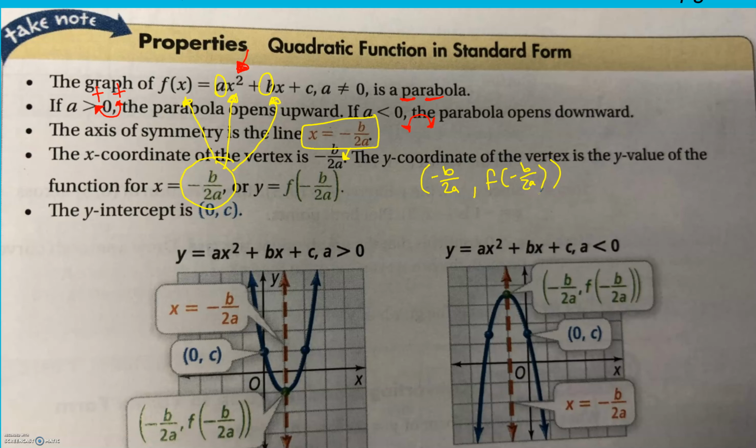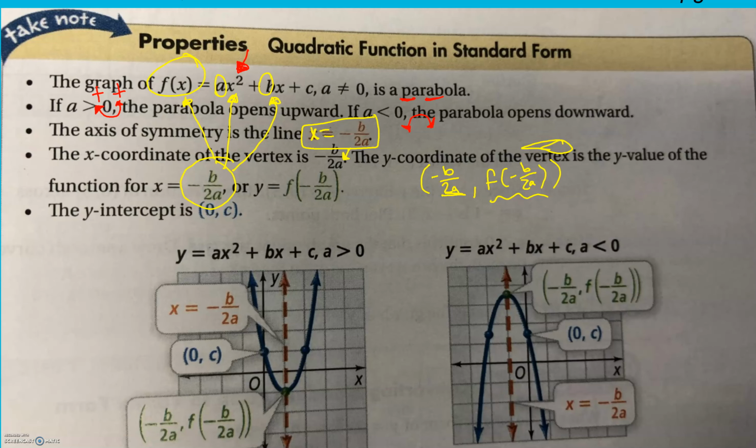So again, to find our x-coordinate of our vertex, we use our axis of symmetry. It is a line, so we need the x equals here, negative b over 2a. Whatever value we get there, that's our x-coordinate. We plug that into our function in order to find our y-coordinate, and that's going to give us our vertex.